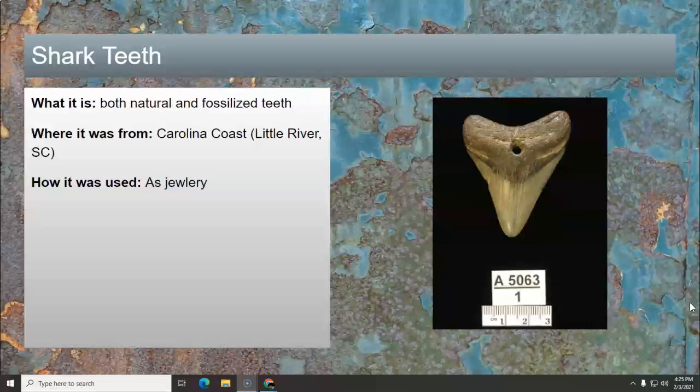They were used as jewelry. This is a megalodon tooth, ancient shark, and it's been drilled out to be worn. And you can see that it's a decent size.